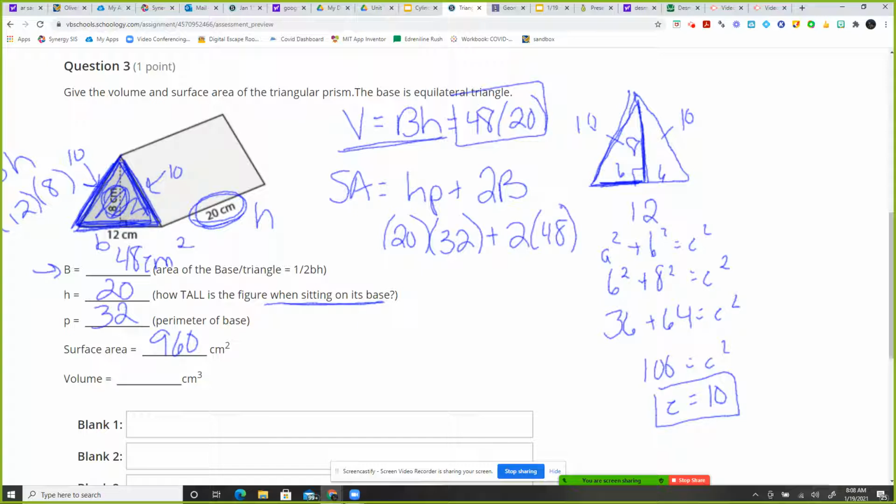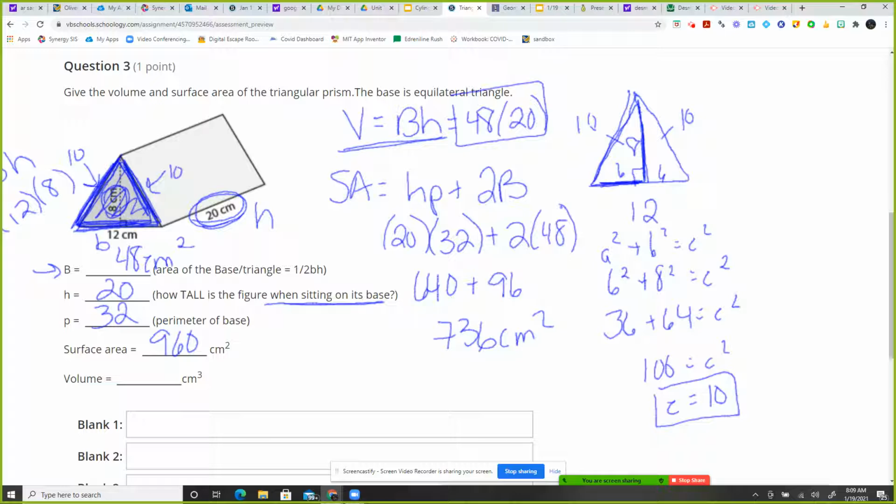So 20 times 32 is 640 and 96. It's going to be 736. And that's going to be centimeters squared.